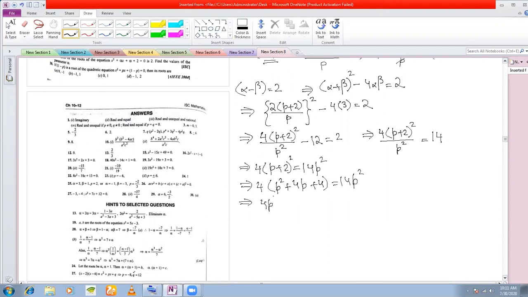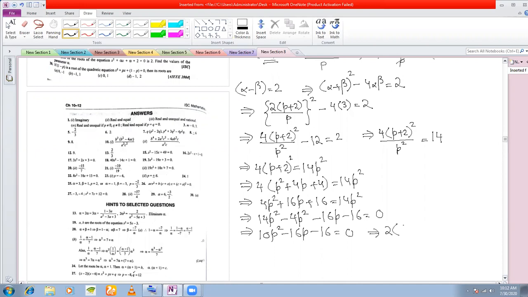4p square plus 16p plus 16 is equal to 14p square. Taking everything to the right hand side, 14p square minus 4p square minus 16p minus 16 must be equal to 0. Means you get 10p square minus 16p minus 16 is equal to 0. Now you can take 2 out of this, you get 5p square minus 8p minus 8 equal to 0.